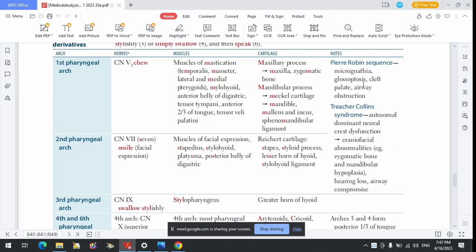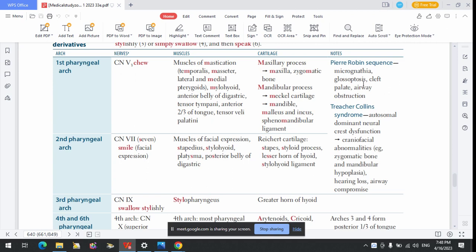Sorry, what did you say glossoptosis is? Backward falling of the tongue. So the tongue goes backwards and blocks the airway, leading to the airway obstruction. So the cause of the tongue falling backwards is actually due to the micrognathia. So that's the way it works.